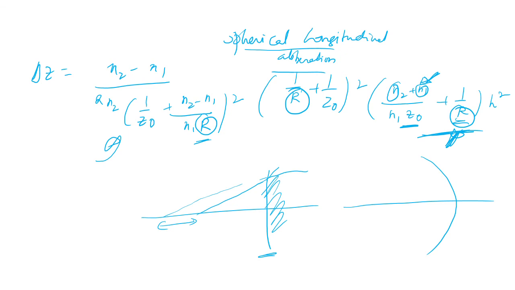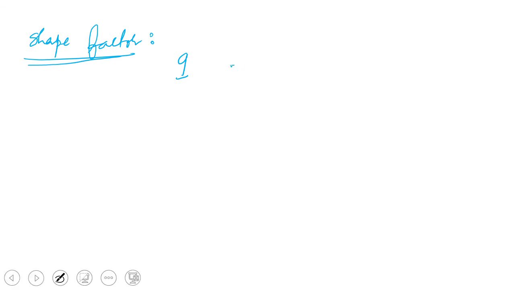Here this is spherical longitudinal aberration again for one spherical surface. If you have a lens, you would have two spherical surfaces, right? So you would have two different radii of curvature. So we can define a new quantity called the shape factor. I want you to remember what shape factor means. Shape factor is in general denoted by Q. For a lens, it is given by R2 plus R1 divided by R2 minus R1.